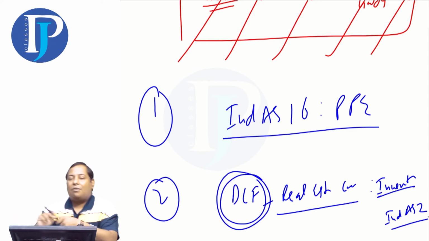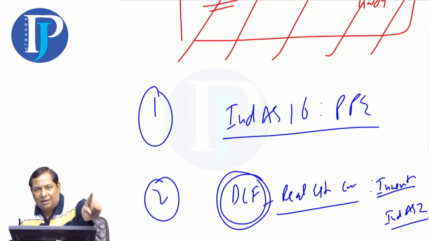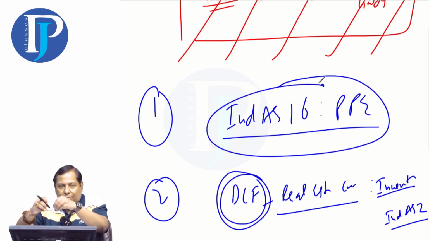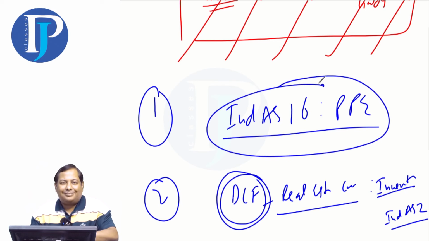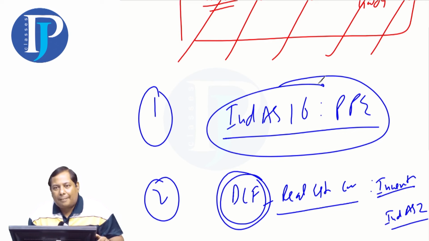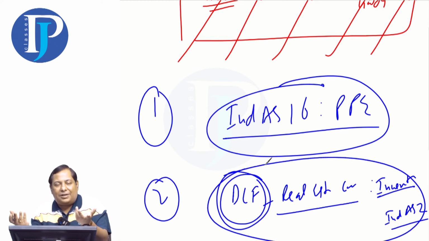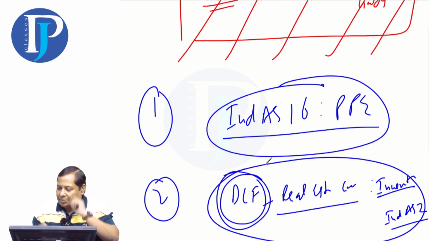Ind AS 40 will not come. For applying 40, the objective should be the rental income or the appreciation. Okay. So our objective here is to use it for business and professional purposes. Without an office, how will you work? Tell me. And if you start selling it like DLF, it becomes an inventory. Are you getting it? But there is an exception.